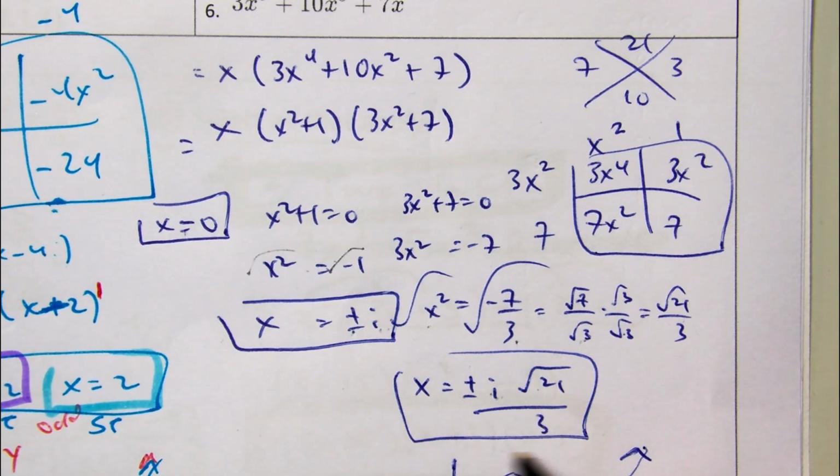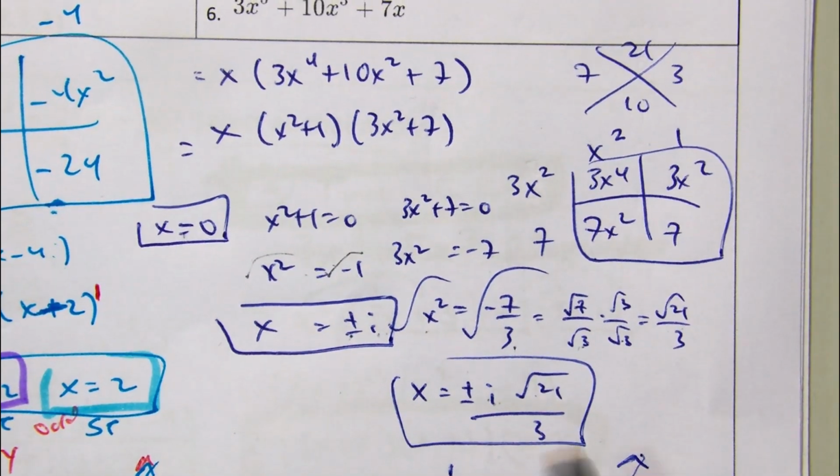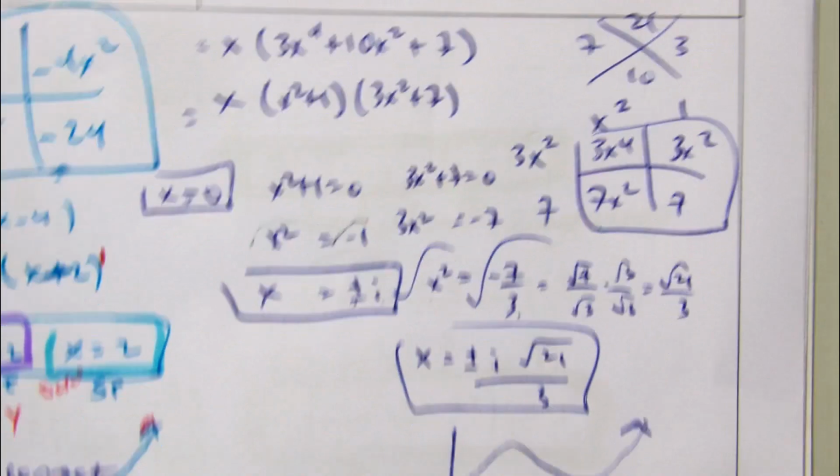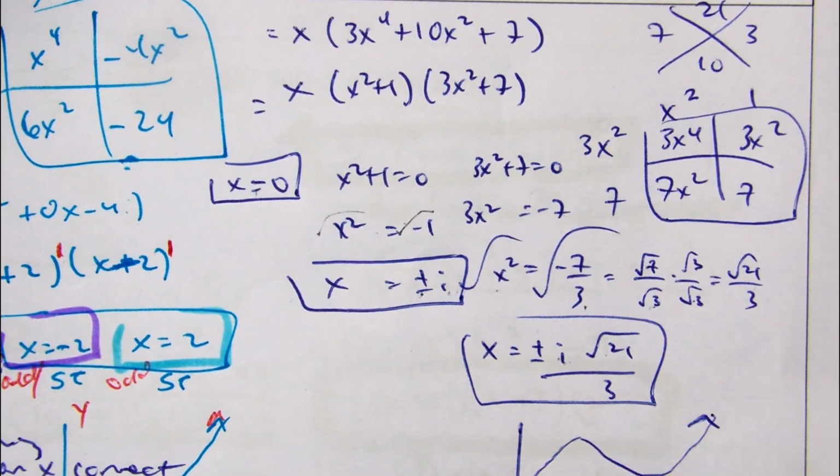This is again two more complex solutions. What would it look like? This is an odd degree. You didn't have to graph this, but it's only going through one real solution there.